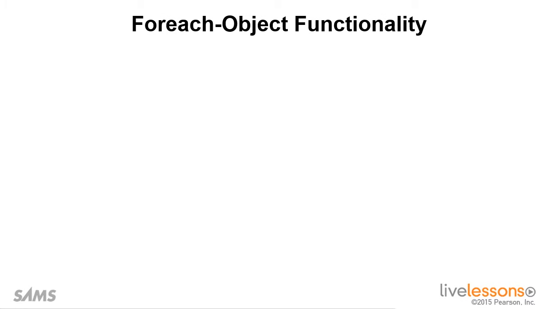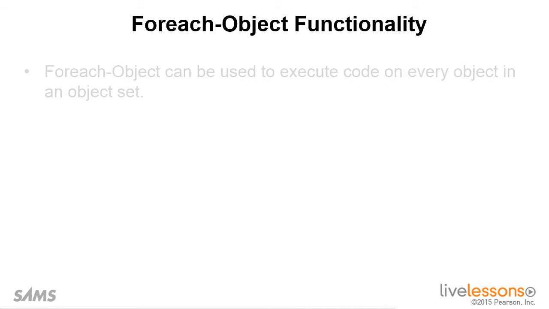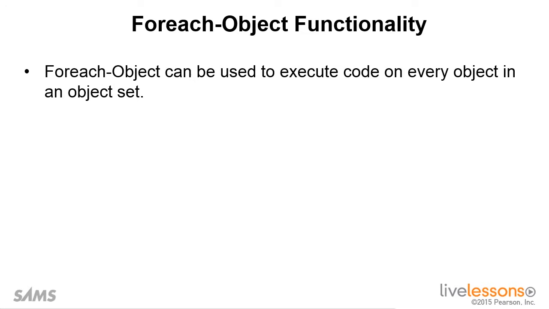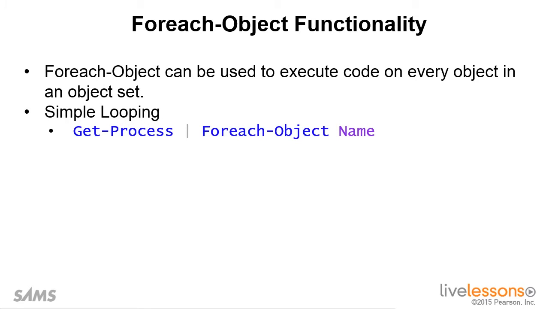Let's talk about the foreach object cmdlet. The foreach object can be used to execute code on every object in an object set. It's going to give you some simple looping functionality. So in this example, I am using it to simply loop through and show me the name of every process.